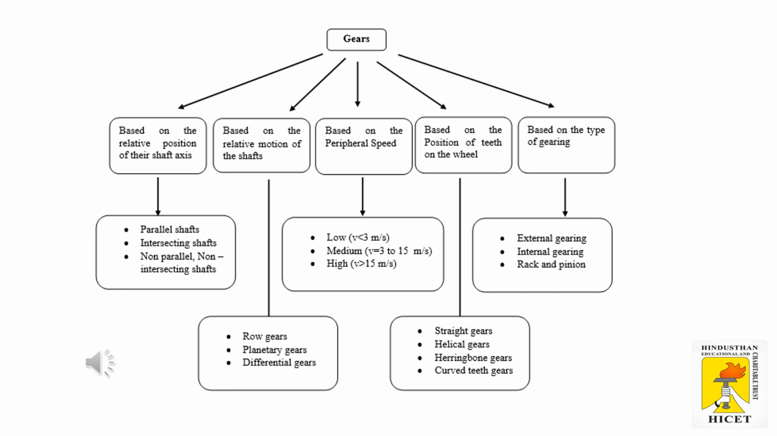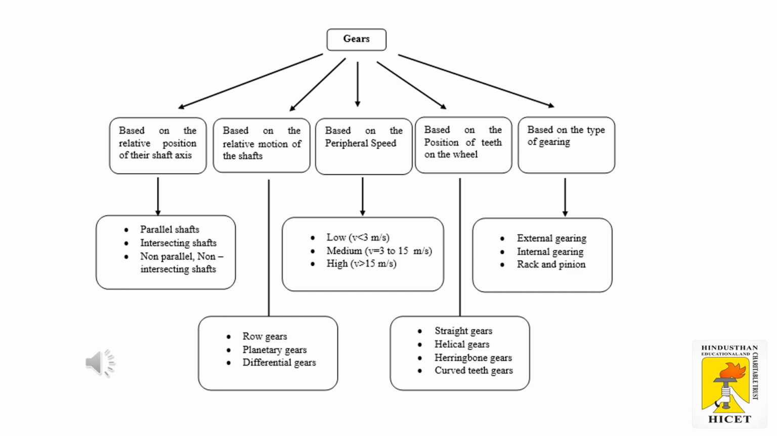Classification of gears. Gears can be classified into majorly five types. First, based on the relative position of their shaft axis. Second, based on the relative motion of the shafts. Third, based on the peripheral speed. Fourth, based on the position of teeth on the wheels. And last, based on the type of gearing.